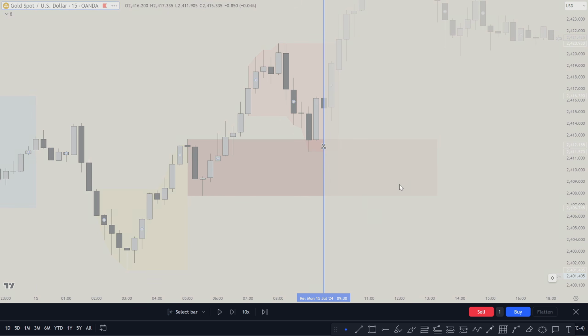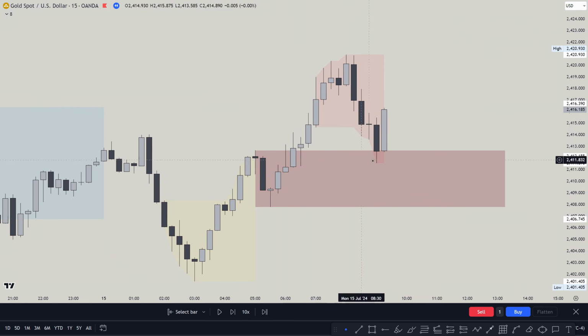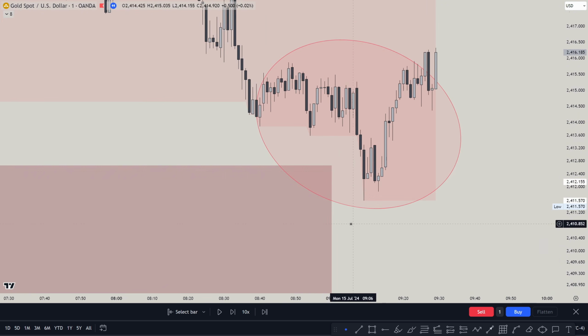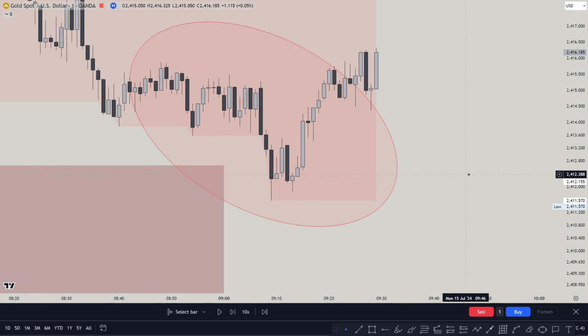So again, what did we say about CISD on the higher time frame? It equals a lower time frame market structure shift. Let's say here we mark this valid swing, from here to here. On the 1 minute time frame, how does it look? We had that bearish move going up, and then closing above this swing high. So we had a closure above.